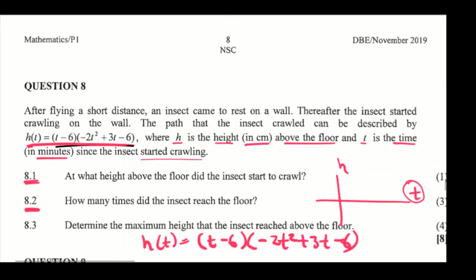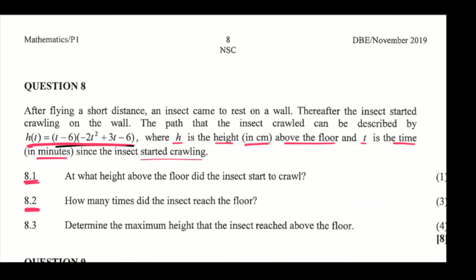So now we're going to do the last part of the question, which is 8.3. It says determine the maximum height that the insect reached above the floor. If you remember clearly, this equation is actually a cubic function. The first part is a quadratic, the second part is linear, so when you multiply both, you get a cubic function. We want to determine the maximum height that the insect reached above the floor.